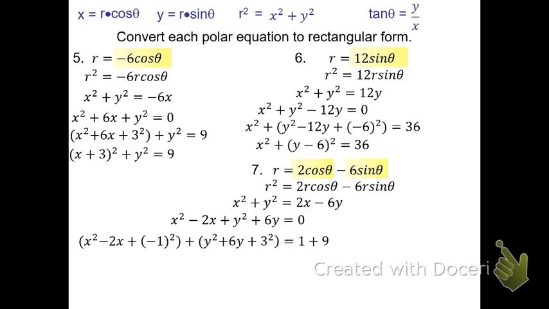And then we're going to balance the equation. 1 squared is 1, and 3 squared is 9. This becomes the equation quantity x minus 1 squared plus quantity y plus 3 squared equals 10. This circle is going to be centered at 1, negative 3, and have a radius of root 10.